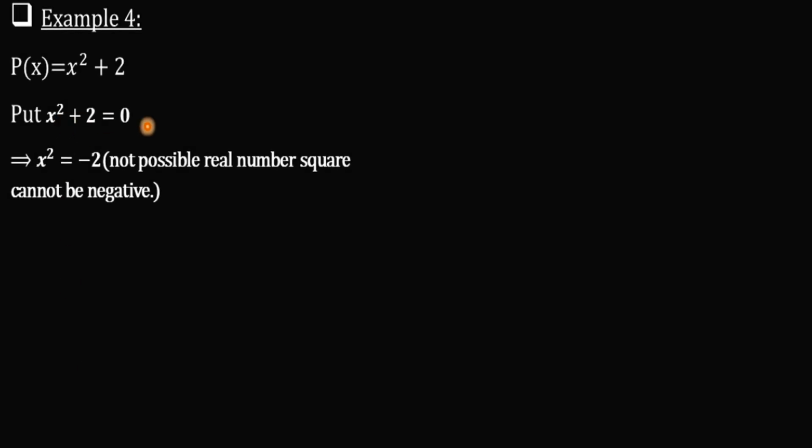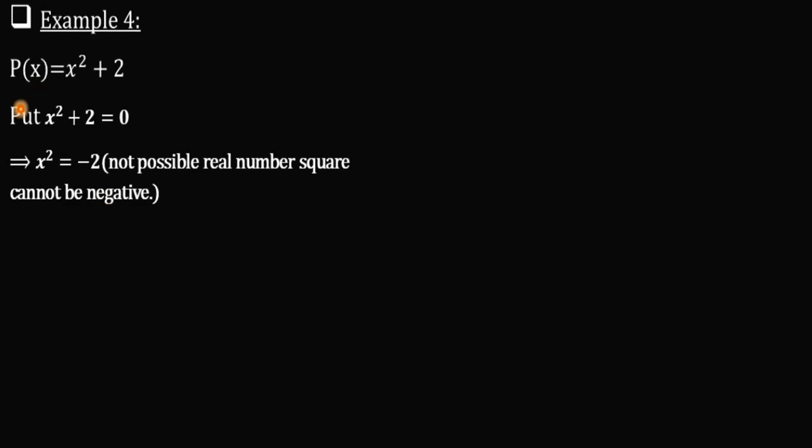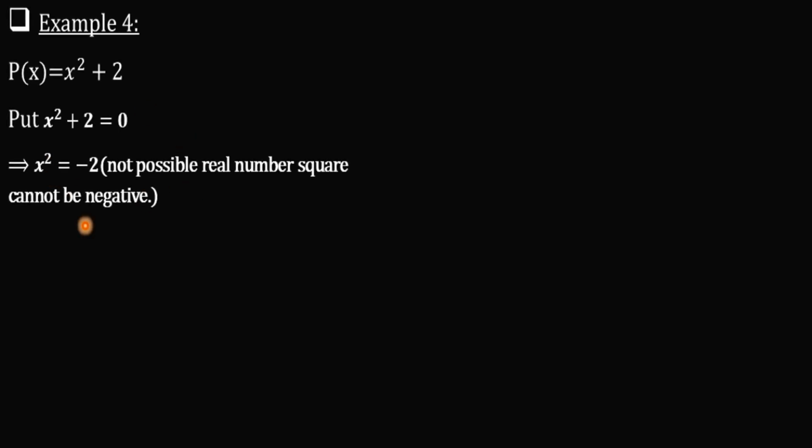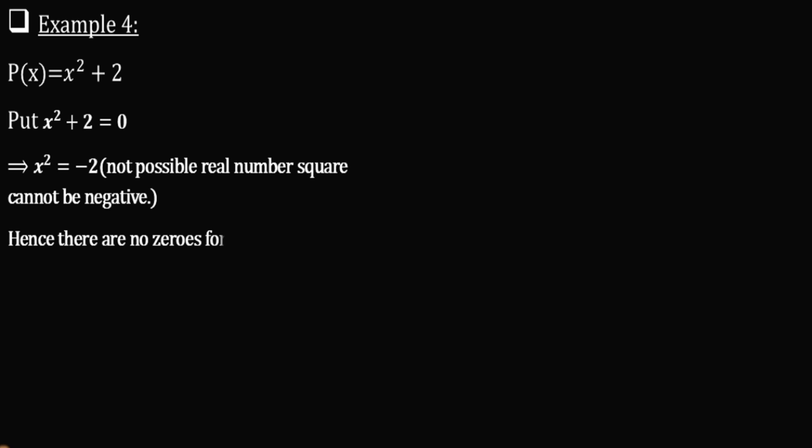Here x square equal to -2. So not possible, the square of a real number cannot be negative. Okay, since x square plus 2 equal to 0 implies x square equal to -2, and the square of a real number cannot be negative, what we can conclude here is that this polynomial has no zero on the real line, hence there are no zeros for the polynomial.